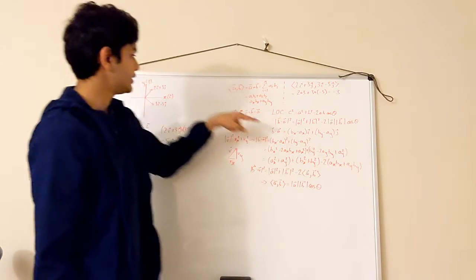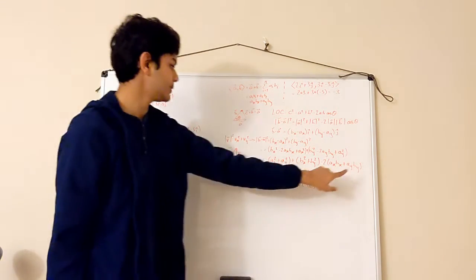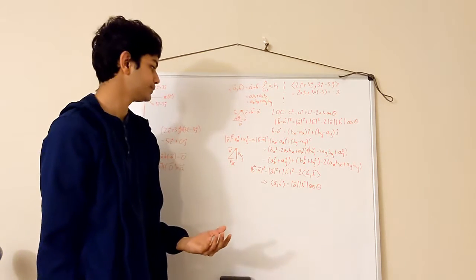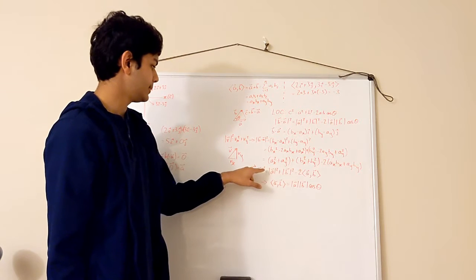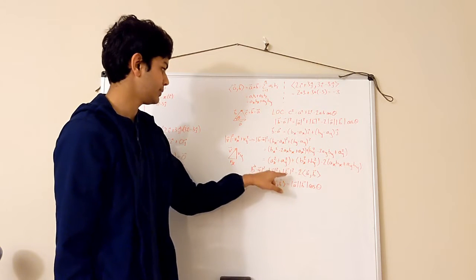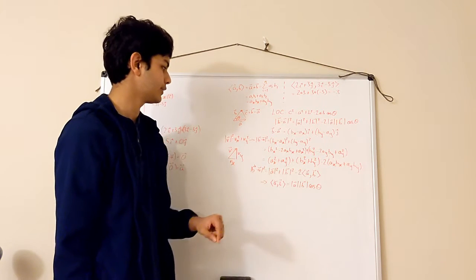And this expression right here is the same one we have here. So this just becomes the dot product or inner product of a and b. And so moving this down here, you get that the magnitude of b minus a squared is equal to the magnitude of a squared plus b squared minus 2 times the inner product of a and b.